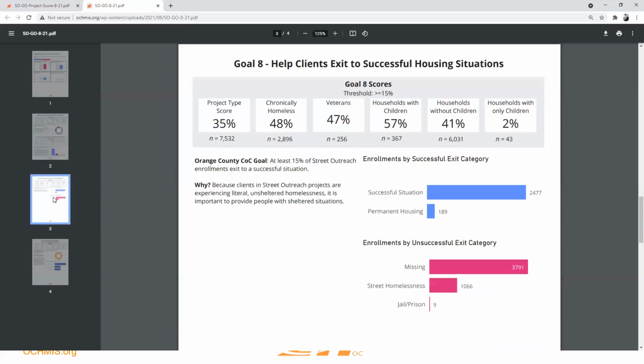Well, that is a good segue into the next one. The exits to successful destinations is still well above our threshold. So I think what you're doing is a positive thing overall. You may be struggling a little bit on the entry side, but I think on the length of stay and the exits in general, it's doing okay.